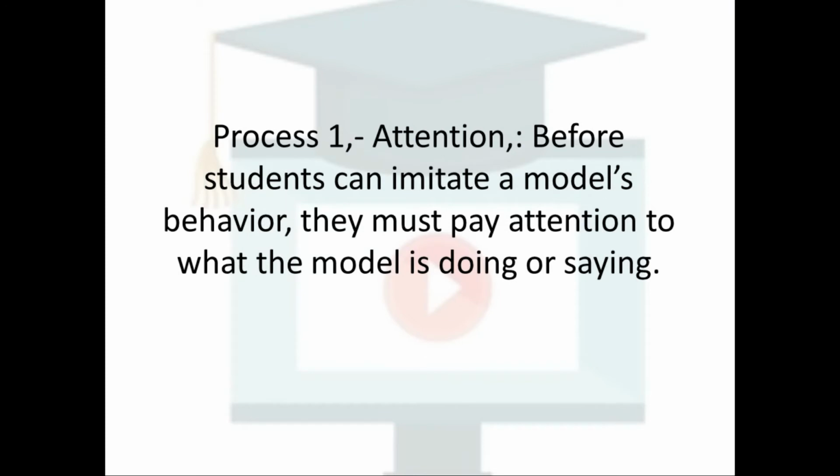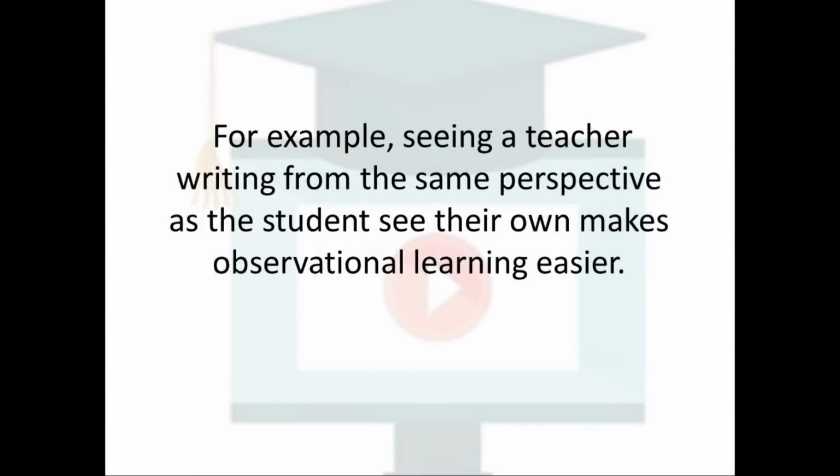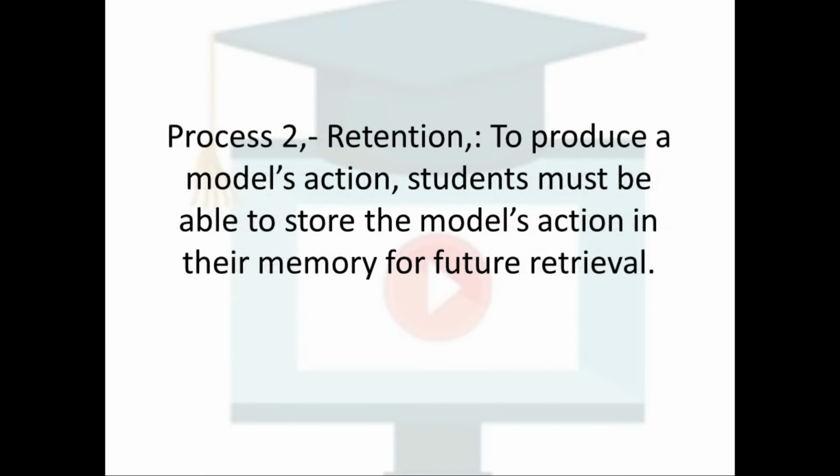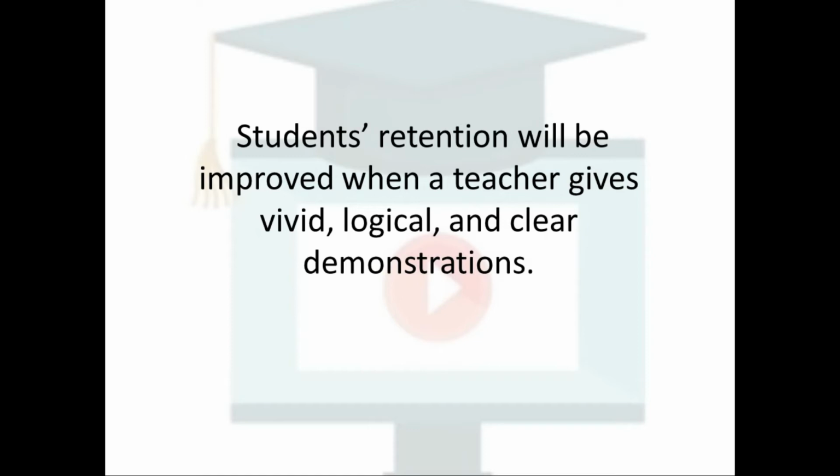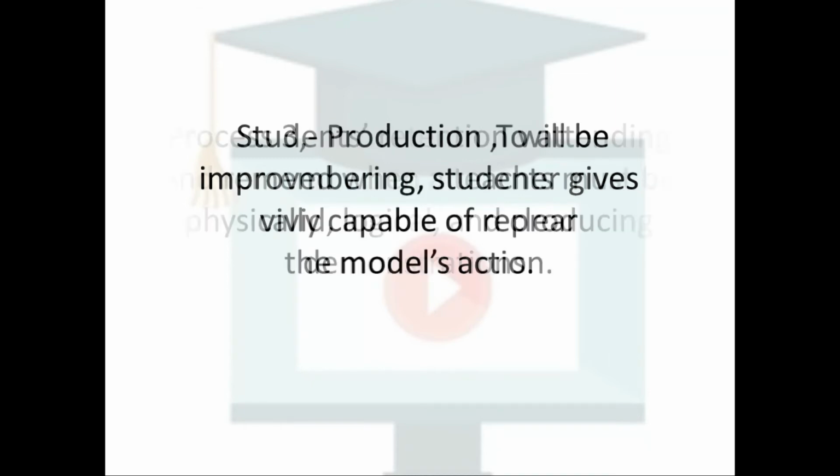Process 1. Attention. Before students can imitate a model's behavior, they must pay attention to what the model is doing or saying. For example, seeing a teacher writing from the same perspective as the students see their own makes observational learning easier. Process 2. Retention. To reproduce a model's action, students must be able to store the model's action in their memory for future retrieval. Students' retention will be improved when a teacher gives vivid, logical, and clear demonstrations.